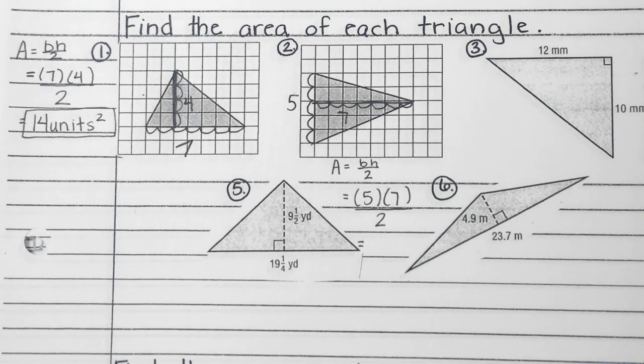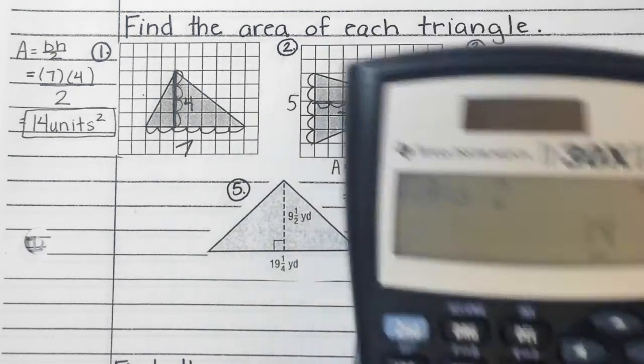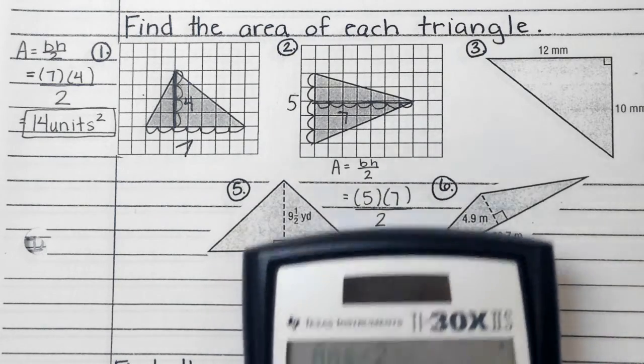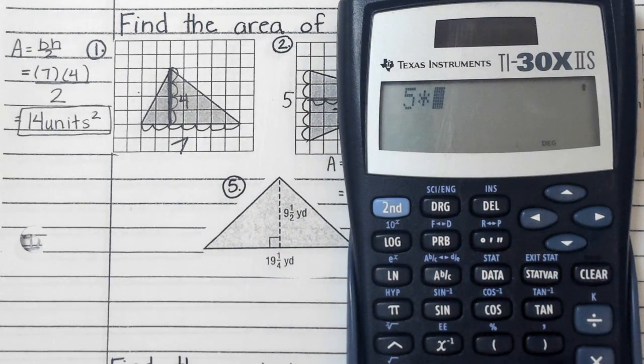All right, please don't write down your answer because I want us to talk about it a little bit. We know 5 times 7 is what? 35. So 5 times 7, I know it gives me 35. When I divide that by 2, it gives me 17 and a half.